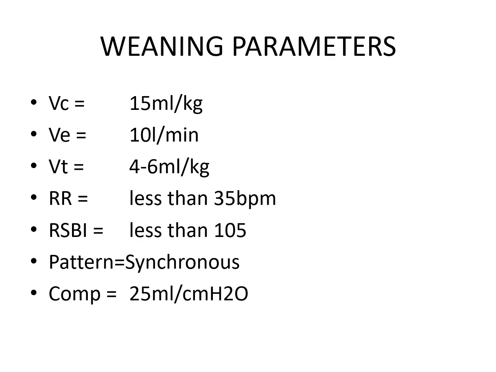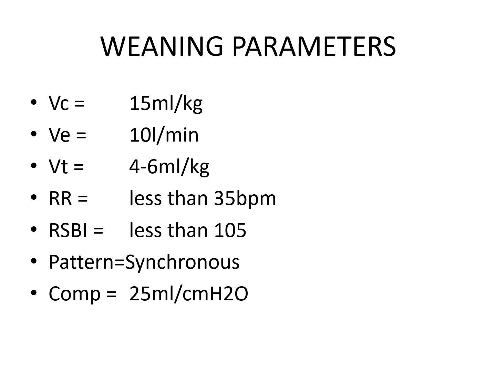So some of the different numbers that we're looking at: we'd like to see vital capacity of about 15 mLs per kilo, minute ventilation about 10 liters, tidal volume 4 to 6 mLs per kilo, keeping the respiratory rate less than 35. If it's hanging in the low 30s, I'd just be asking myself, why are they breathing that fast? But if it's a neuro patient, sometimes they are. RSBI less than 105, making sure that they're synchronous and looking at their compliance.